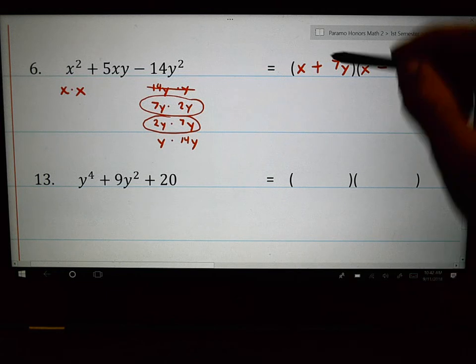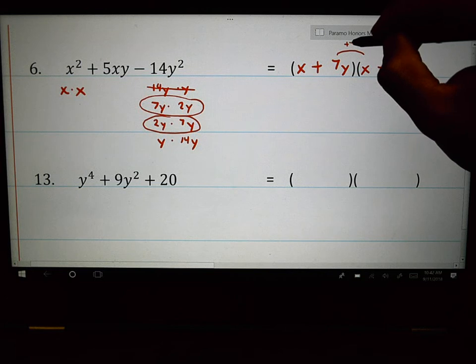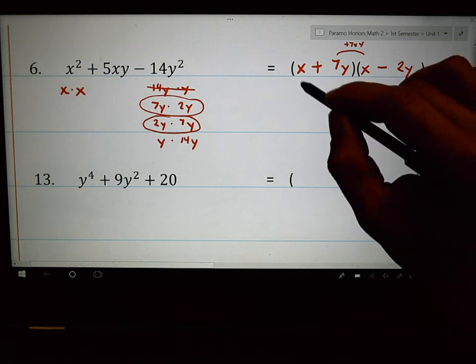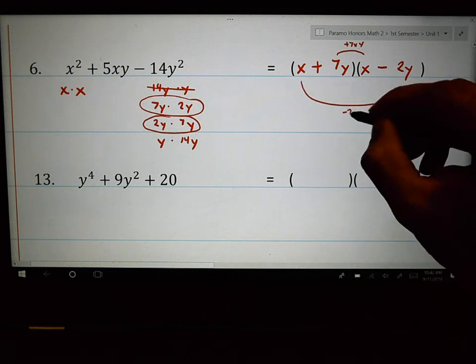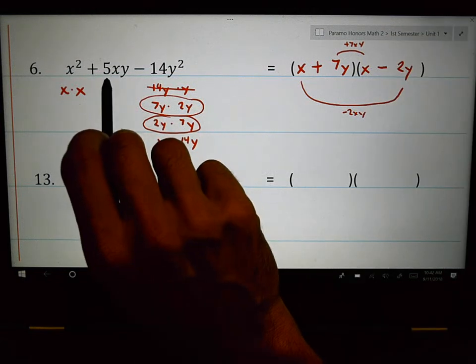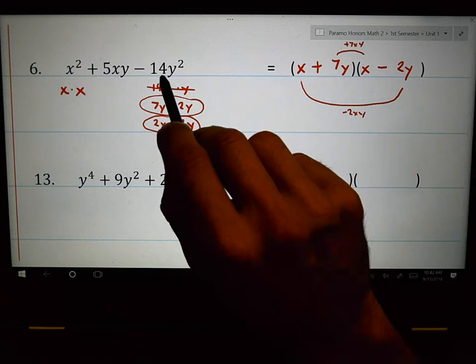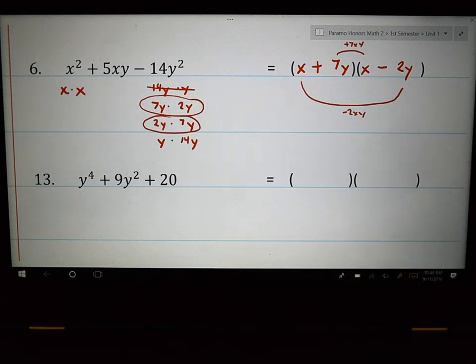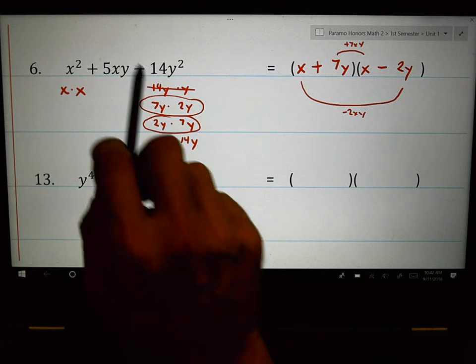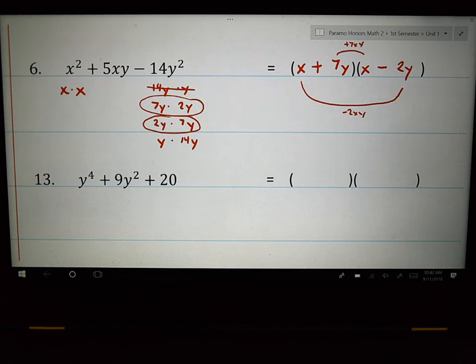It's the only way to get a positive 7xy and a negative 2xy. When you put those together, you're going to get a positive 5xy and you're going to get a negative 14y squared when you multiply it out. I'm hoping that makes sense to you. And then you look at that, and a problem that looked a little intimidating at first, not so hard. Not so hard at all.